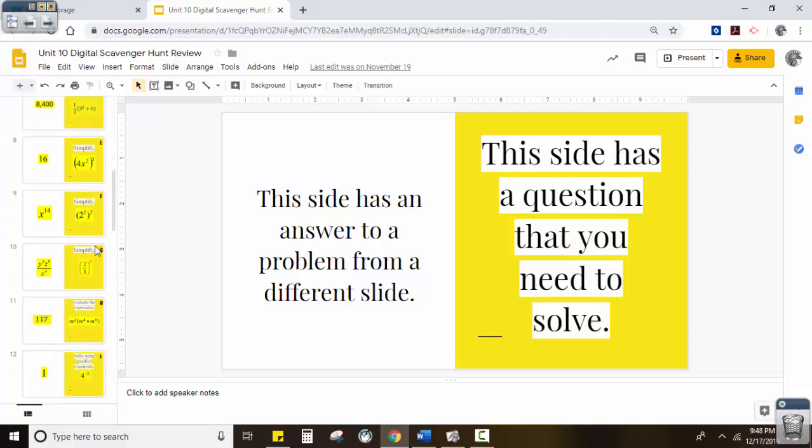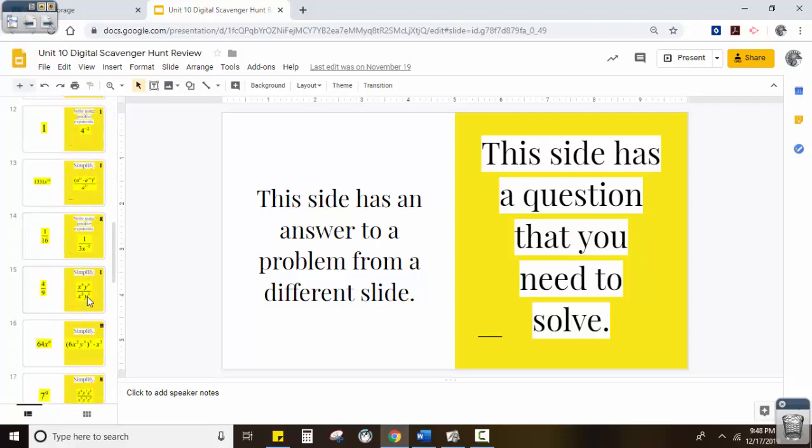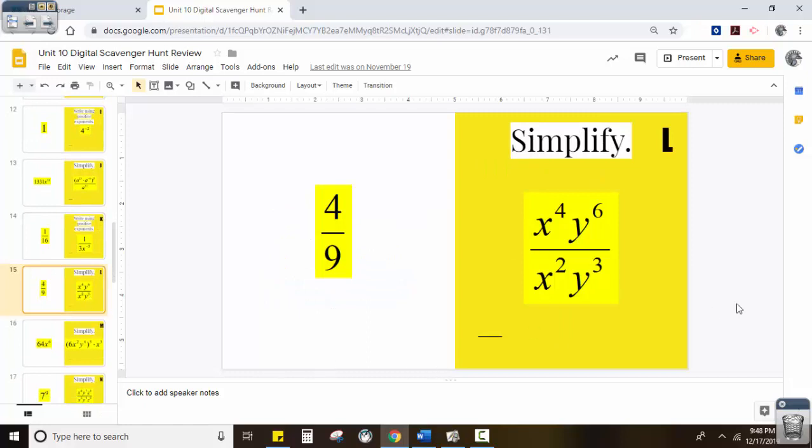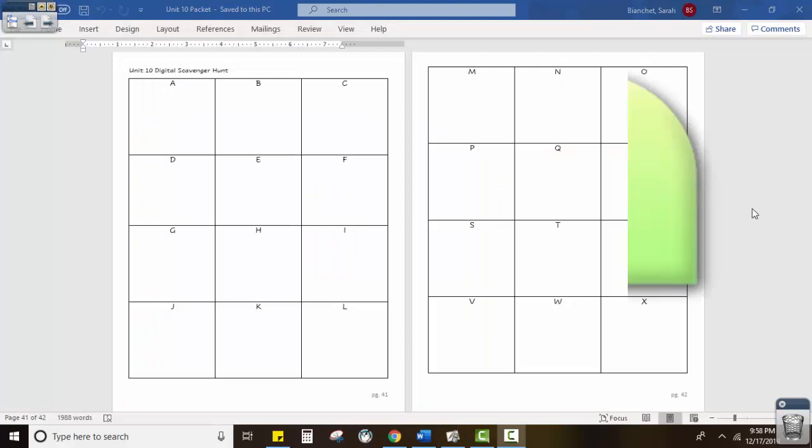So I'm going to start you off with an example. Let's say I'm going to pick L. Now, if I'm starting on slide L, you're going to ignore this answer on the left, because that's an answer to a different problem, not to this problem. So I'm going to look at L. It says simplify. Here's the problem: x to the fourth, y to the sixth divided by x to the second, y to the third. So I'm going to go to my packet.